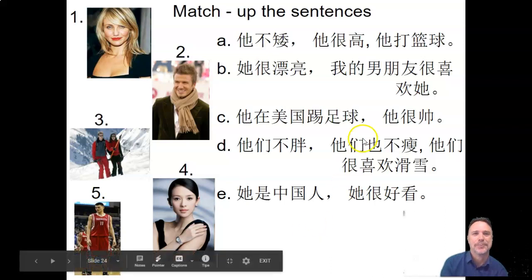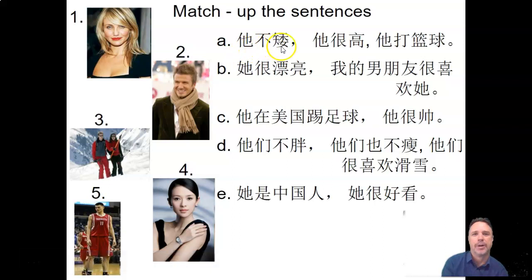Okay, so let's read through. Sentence A says, 他不矮，他很高，他打篮球. I'll read that one more time. 他不矮，他很高，他打篮球. Hopefully remember this is one of our hobbies that we studied a while ago, 打篮球. So what does that whole sentence say? He's not short, he's very tall, he plays basketball. So obviously that's picture 5, that's Yao Ming.